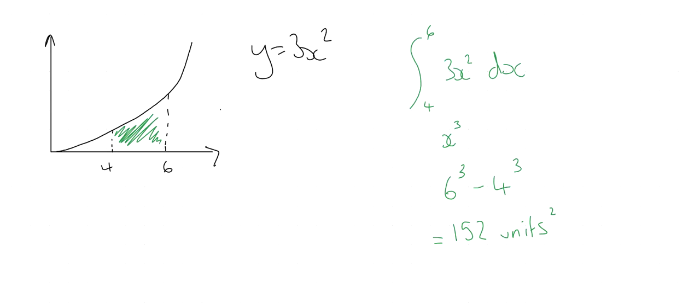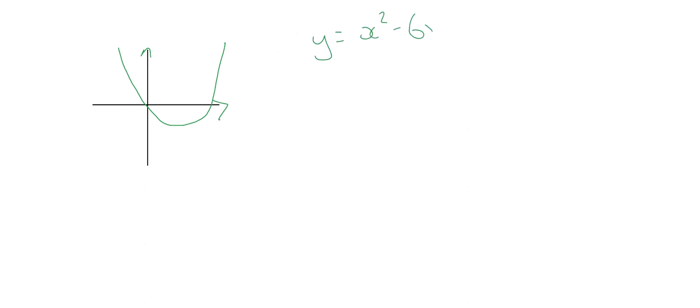Okay, so let's do one that's more complicated than just 3x squared. This time let's look at a quadratic. I'm going to draw you this. Can you have a go at doing this for me? This is y equals x squared minus 6x. You should be able to tell me what the intercepts are by looking at this. What are the two intercepts? 0 and 6. Excellent.